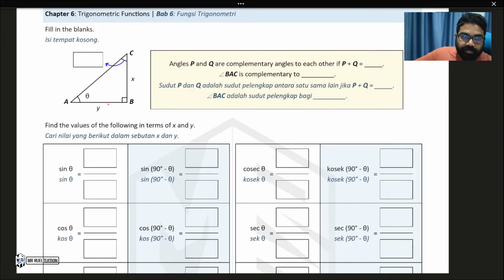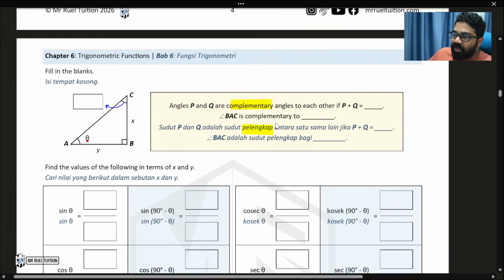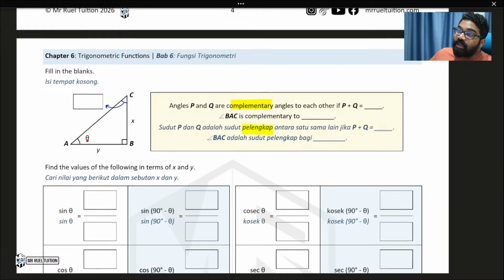So, if this is theta, kalau ini adalah theta, what is the complementary angle? Ingat tak apa yang dimaksudkan dengan sudut pelengkap? What are complementary angles? Kalau dua sudut itu adalah sudut pelengkap, if two angles are complementary angles, their sum will be what? Hasil tambah dia ialah... complementary. Remember or not? Complementary, supplementary, ingat tak?